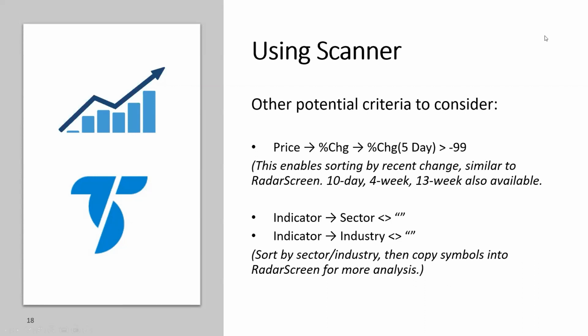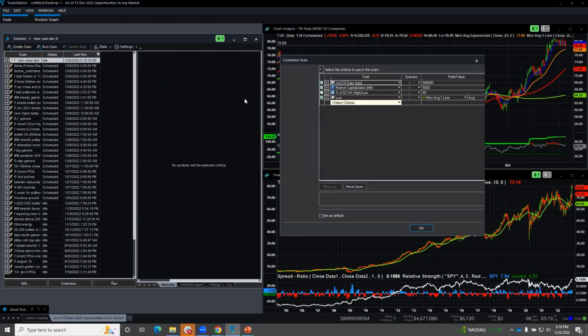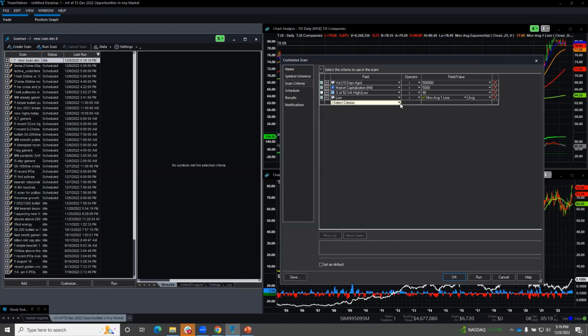You can say, I want to find stocks that are above the 50-day moving average, but then I want to look at the ones that are down in the last 5 days. And by adding this criteria, I'm going to just show you this really quick. Look at this. I'm running out of time, but here we go. Let's go to price, percentage change, 5-day, less than. I'm going to do something else. Minus 99. That's going to return everything, but it's going to let me sort.